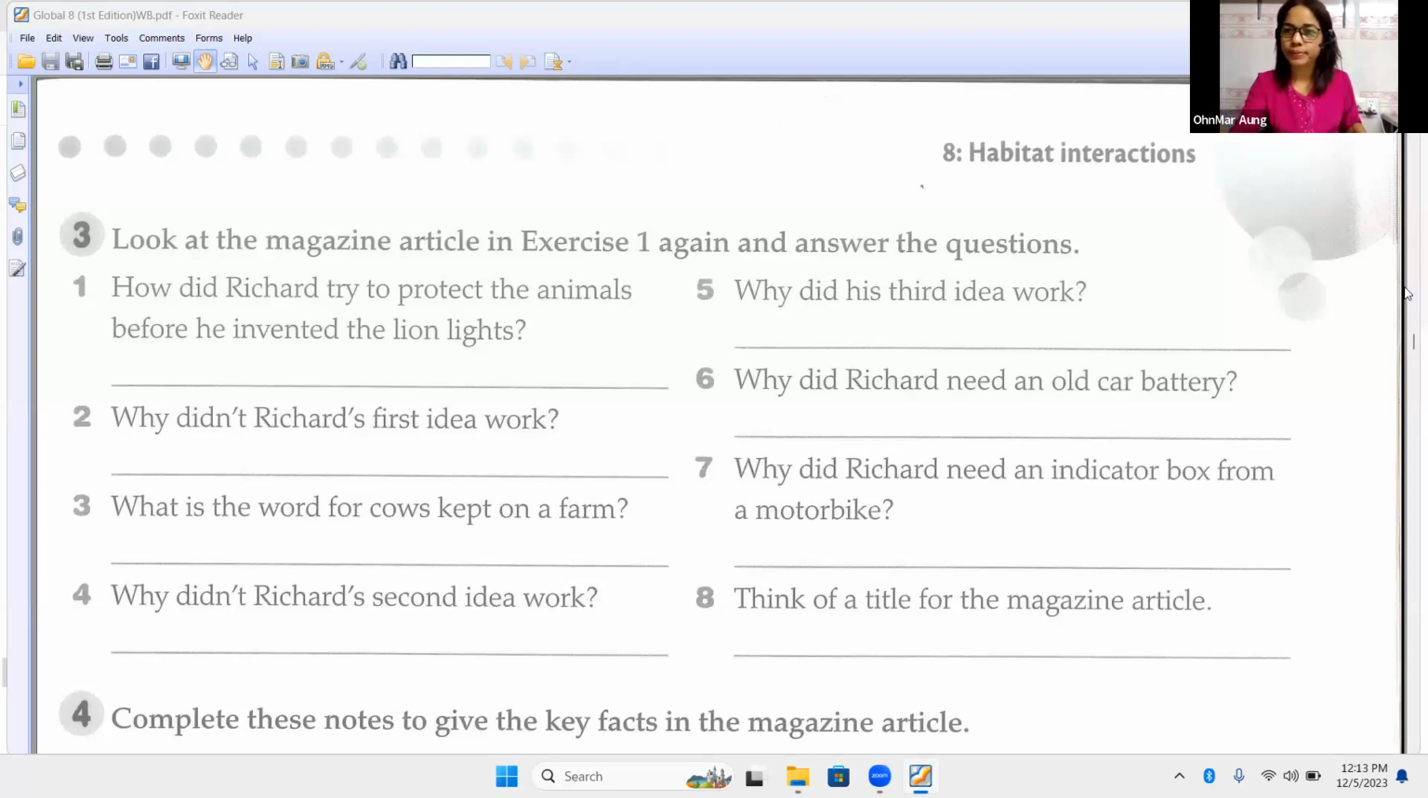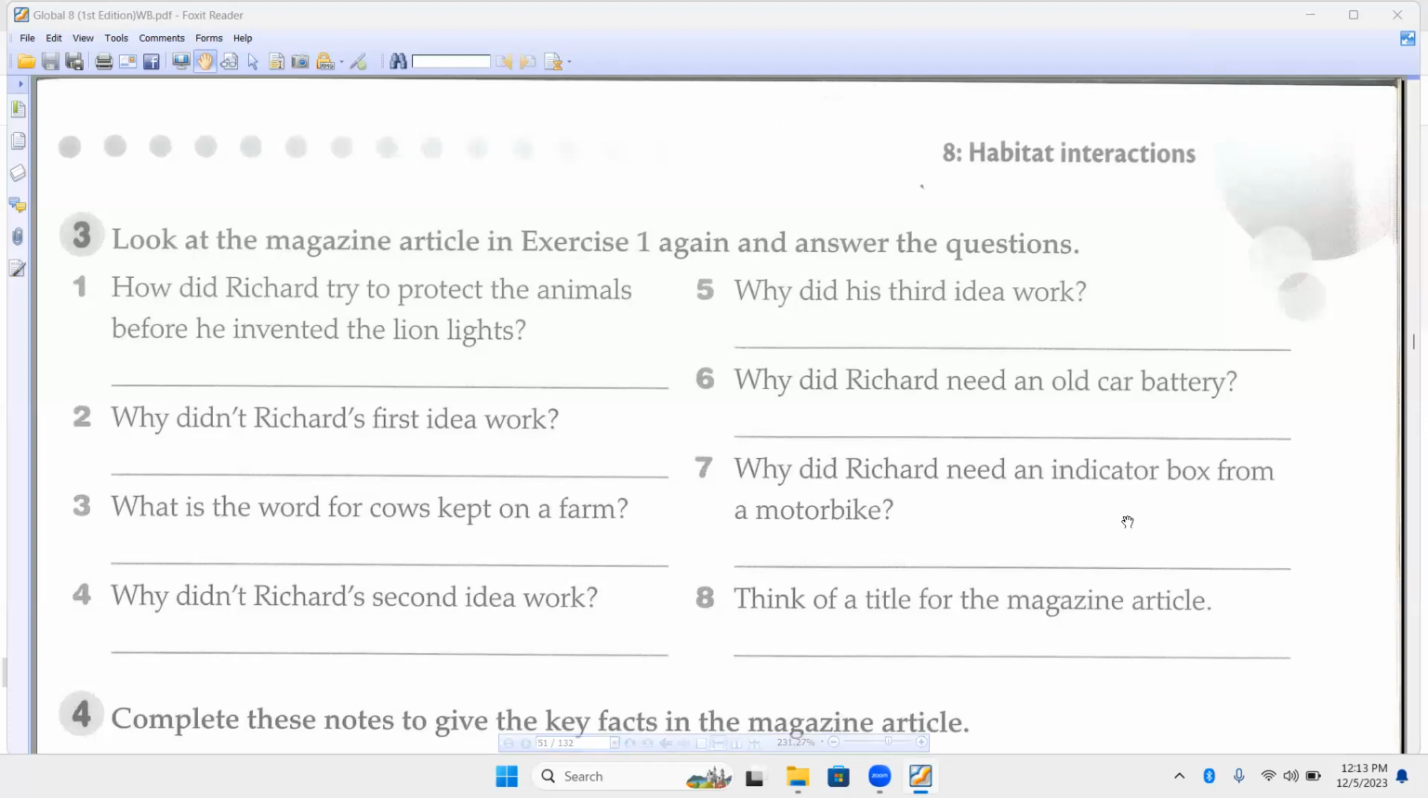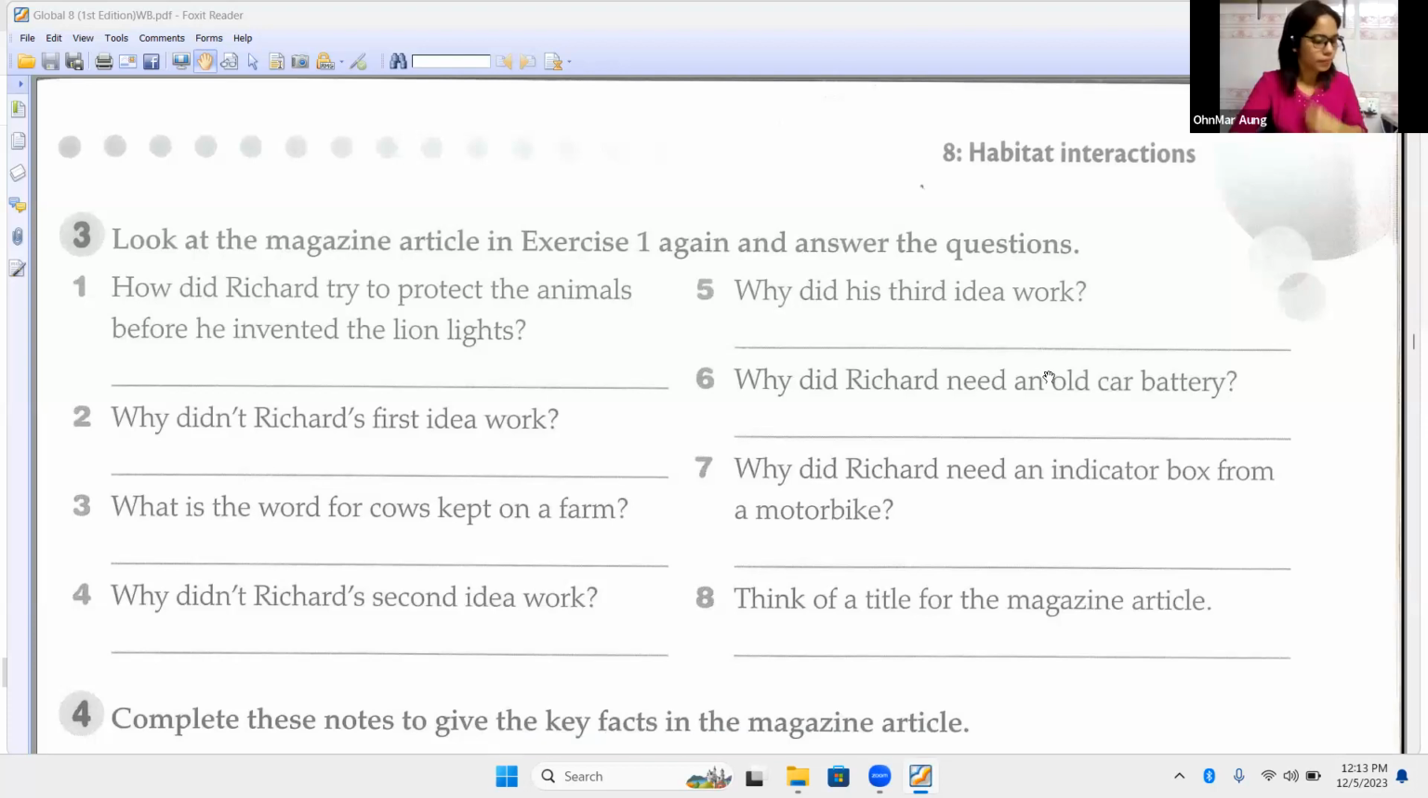Why did his third idea work? Because lions are afraid of moving light. Yes. The lions were scared of a moving light. Where is it? It's in the second paragraph, third line from the bottom. Actually, the first paragraph is too big. It is not the second paragraph. It is the first paragraph, and the last part. Everybody look at the last part. He discovered that the lions were scared of a moving light.